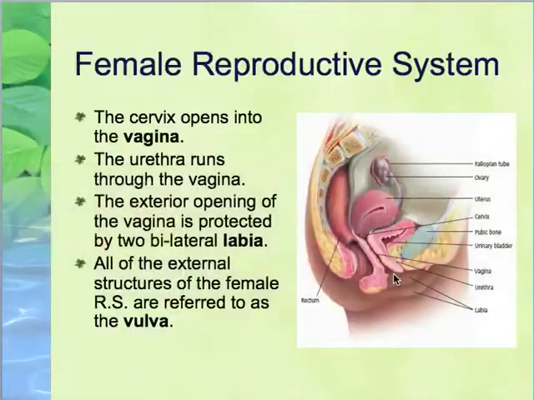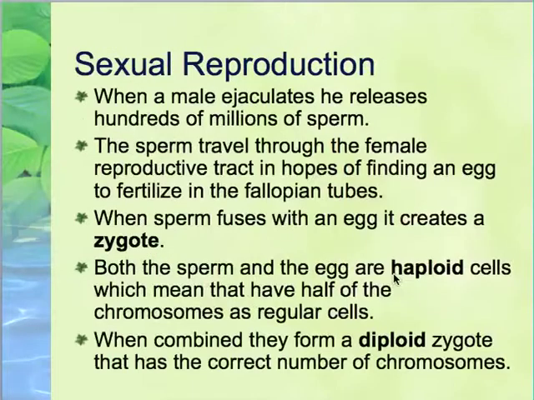Okay? Now we're going to do the same thing we did earlier to the female reproductive system, taking a good look at it. But first, we're going to talk about sexual reproduction. When a male ejaculates, he releases hundreds of millions of sperm. The sperm will travel through the female reproductive tract in hopes of finding an egg to fertilize. When a sperm fuses with an egg, it's called a zygote, and that zygote has the opportunity to develop into an offspring.